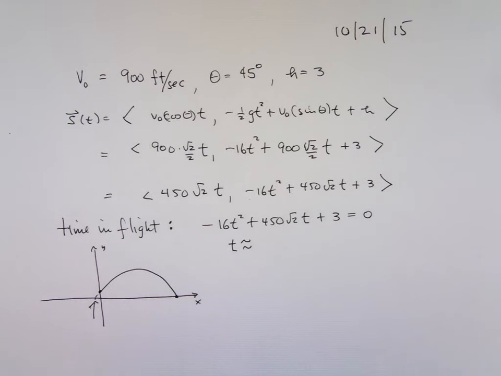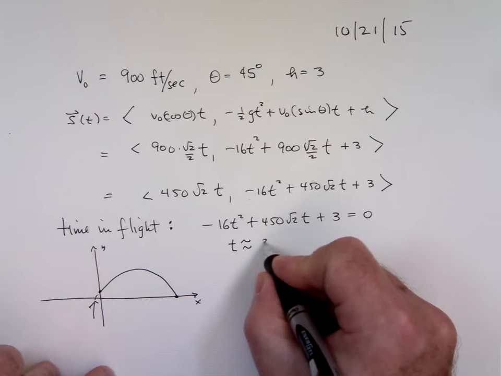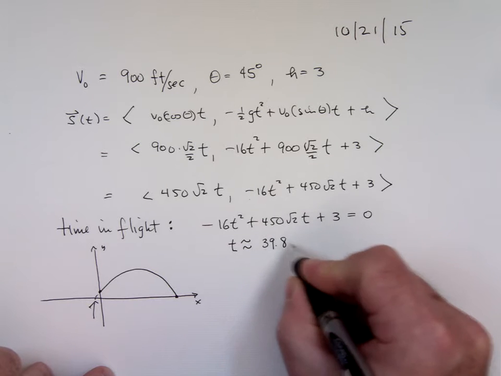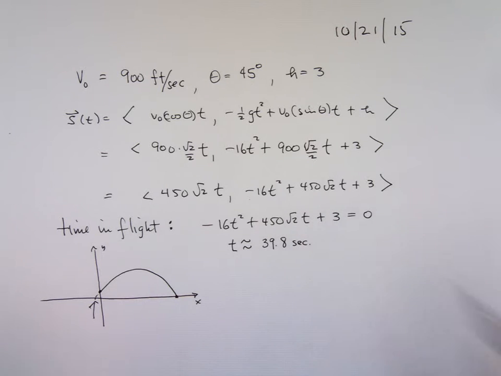And we'll just round it to the nearest tenth. 39.8. Okay, thank you. 39.8 seconds is the time in flight.